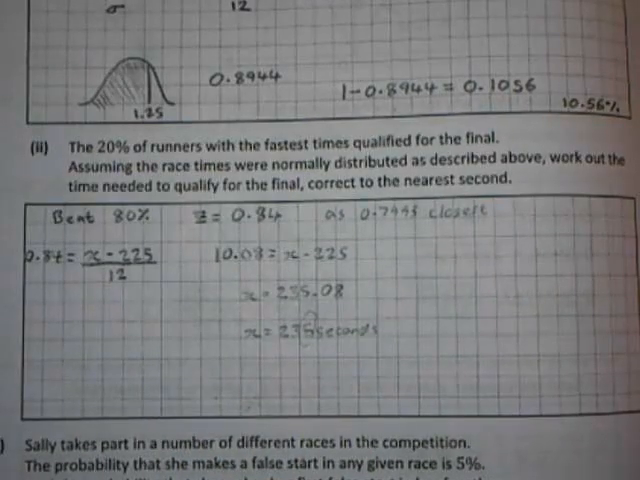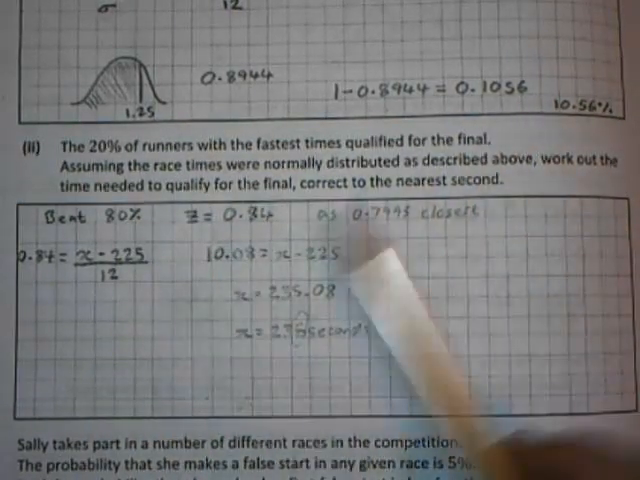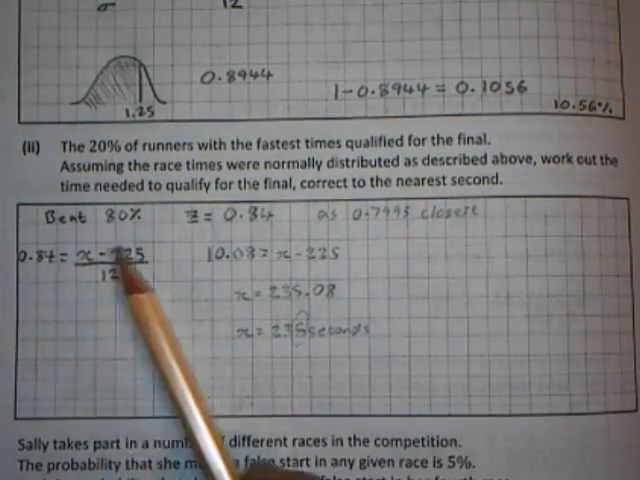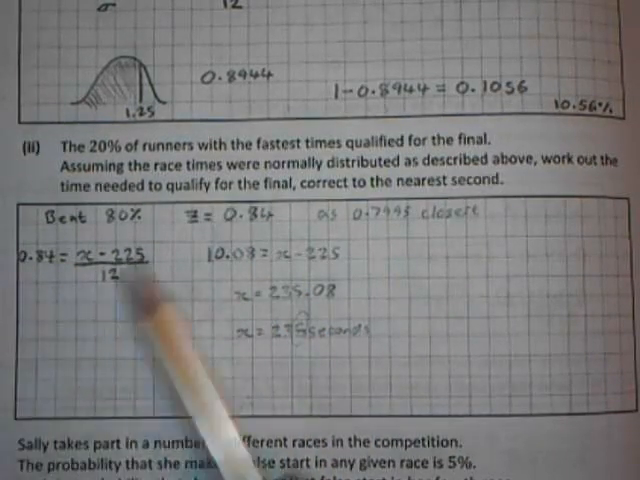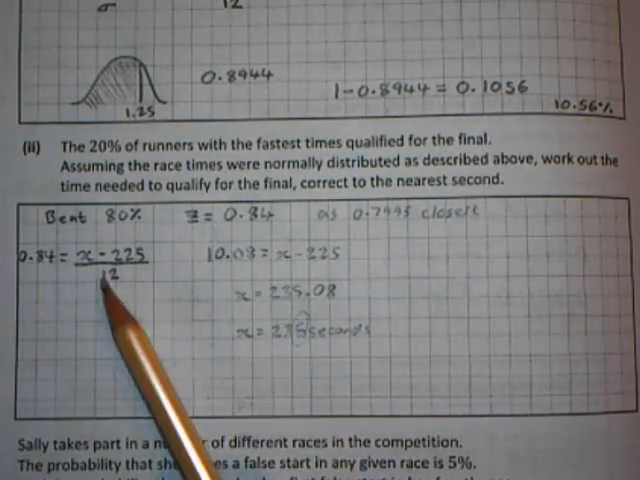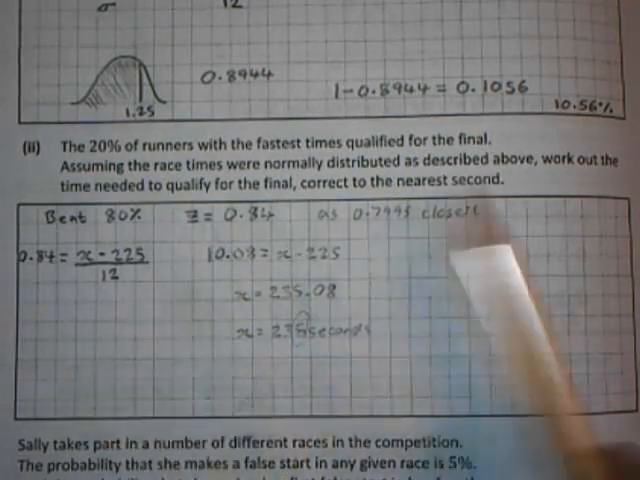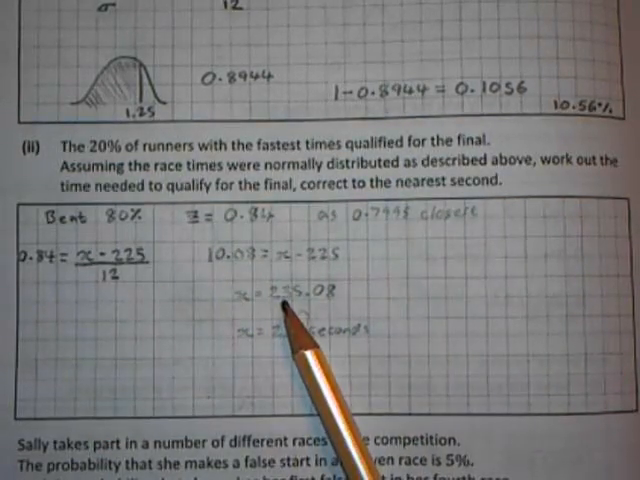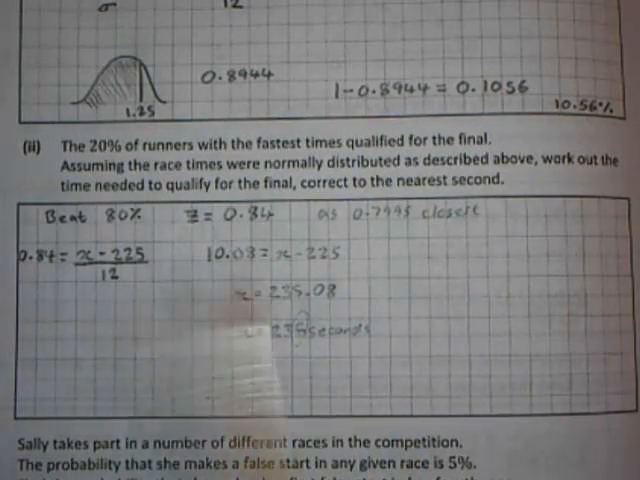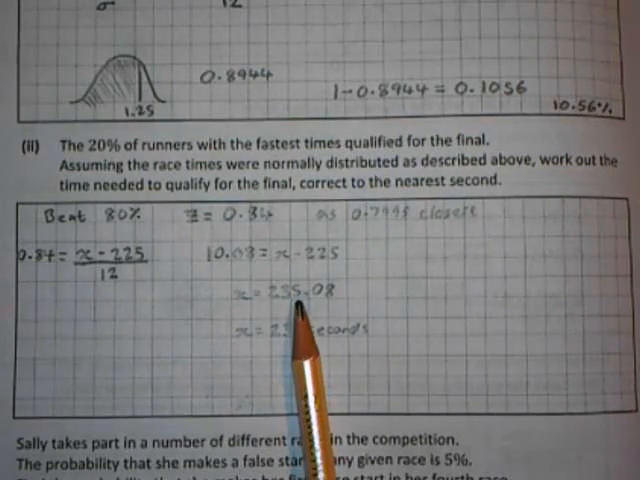So, fine. What score do you need, basically? So 0.84 we've got. You put it in the same formula that we've just used, the same 12, the same 225, but we want to work out what x is. So a little bit of algebra, move the 12 up and multiply by it, add the 225 on, and you get your x as 235.08. Now, you need exactly that time to be in the top 20%.